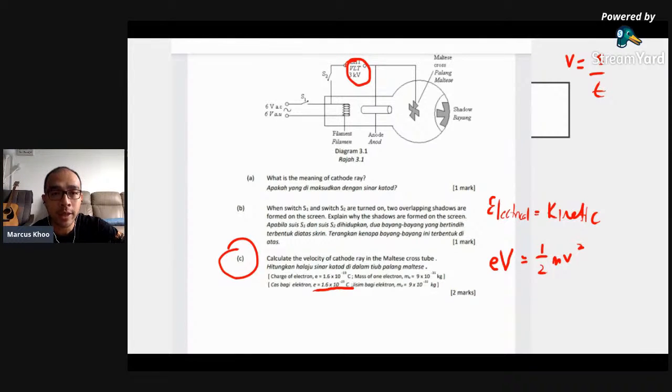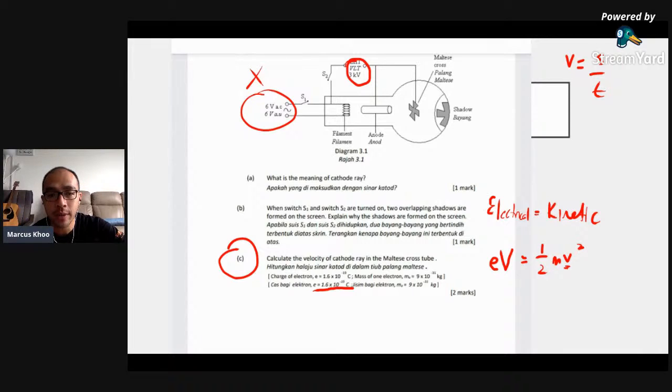Because this is the voltage that causes the acceleration. This is the voltage that causes the higher velocity. So you cannot take this 6 volts. The 6 is only to produce electrons, just enough energy for the electrons to free themselves so that they will be emitted. But the one that causes the high velocity is this extra high tension, the EHT, the extra high voltage, 3 kilovolts.